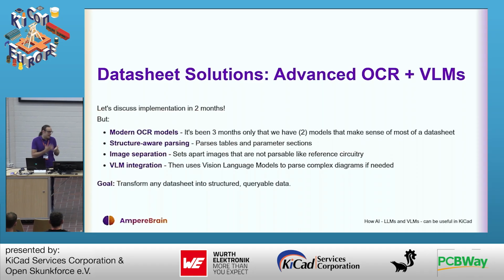So the goal is really to transform any datasheet into something structured, where you can ask a question and get the right answer from your datasheet. The way it's going to be implemented is that it will show you where in the datasheet you have the answer. Because, don't trust ChatGPT, don't trust LLMs. That's the basic principle. You need to make sure that what you are seeing is actually true. So that's how it's going to be built.